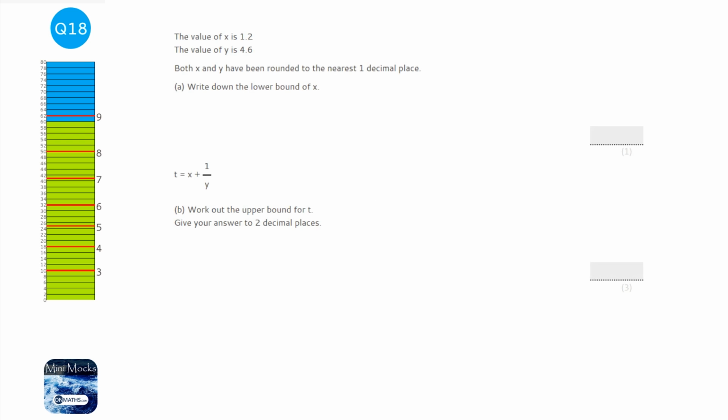The easiest way I've found to work with bounds is just draw a number line, put the number that you've got, so we're looking at x, put the number you've got in the middle, try and figure out what the next number down would be. So the next number down would be 1.1 if they're rounded to the nearest 1 decimal place. What's the next number up? Well, it would be 1.3.